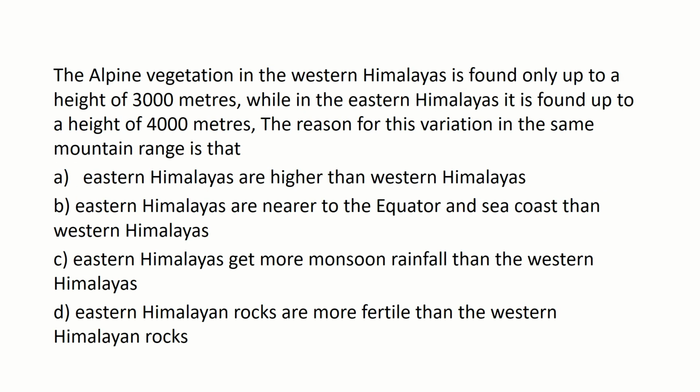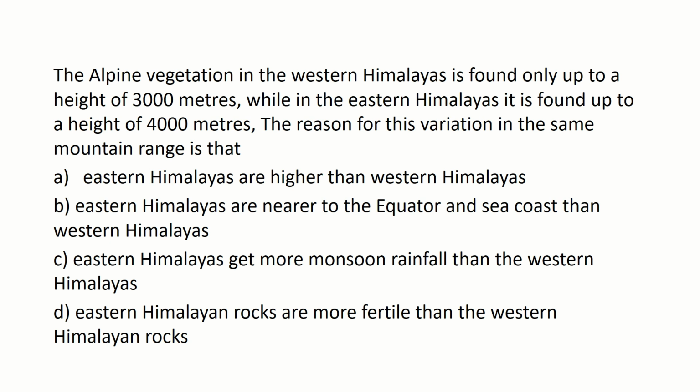The alpine vegetation in the western Himalayas is found only up to a height of 3000 meters, while in the eastern Himalayas it is found up to a height of 4000 meters. The reason for this variation in the same mountain range is that option A, eastern Himalayas are higher than the western Himalayas. The option itself is not true because eastern Himalayas are generally lower than the western Himalayas.